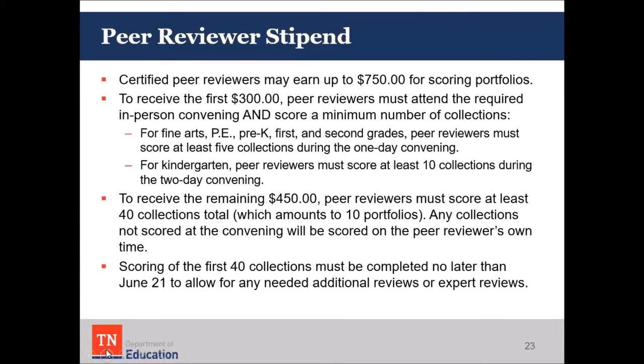So for kindergarten, because it's a two-day convening, peer reviewers must score at least 10 collections during the two-day convening. And so to receive the remaining $450, peer reviewers must score at least 40 collections total, which amounts to 10 portfolios. Any collections not scored at the convening will be scored on the peer reviewer's own time.